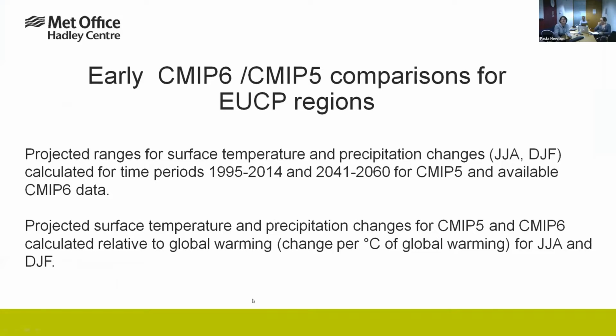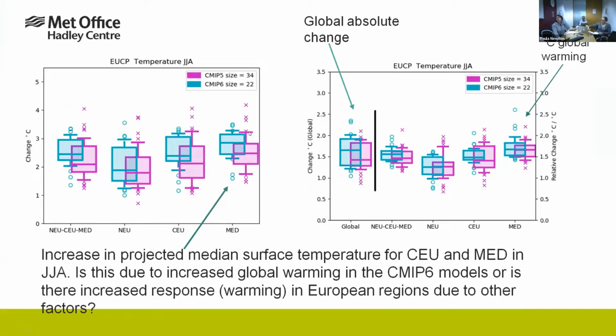So I'm just going to show you some early CMIP6, CMIP5 comparisons based on the data I had available, just comparing the two for the global models and the EUCP regions. I've looked at 1995 to 2014 and 2041 to 2060. So these are the first results, which are for the summer.